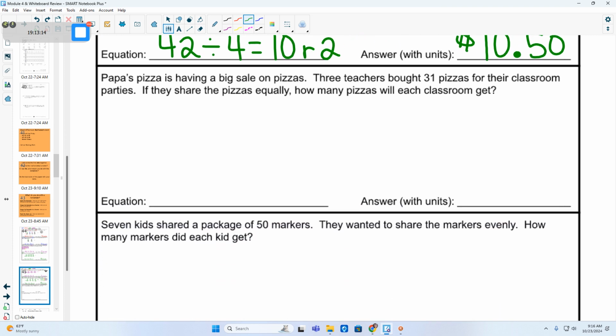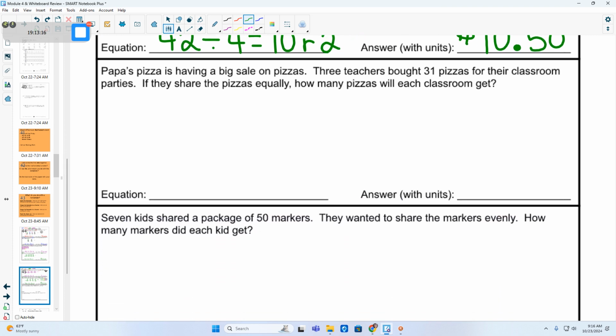Okay. Papa's Pizza is having a big sale on pizzas. 3 teachers bought 31 pizzas. So 31 divided by 3. Dude, I think this answer is going to be 10 again. 10 times 3 is 30. There's going to be 1 left over. Okay. And they're going to share the pizzas equally. How many pizzas will each classroom get?